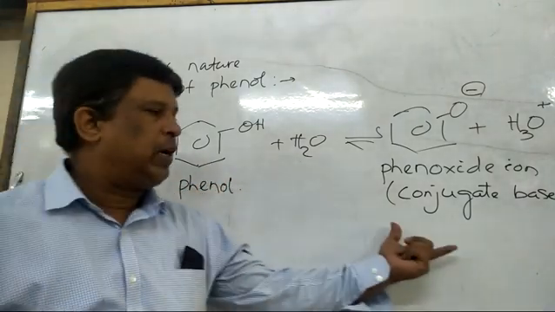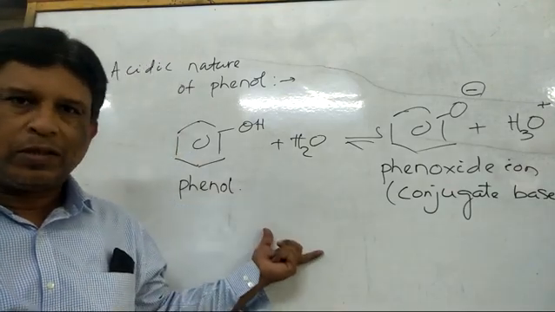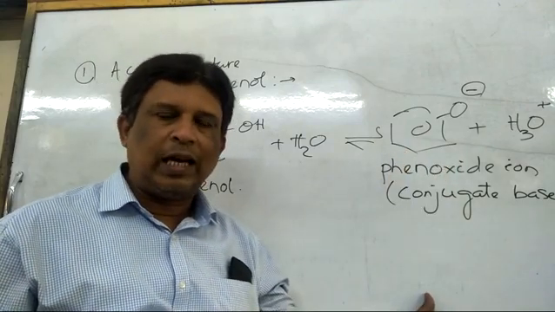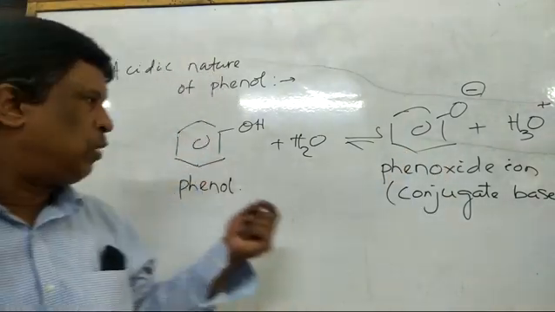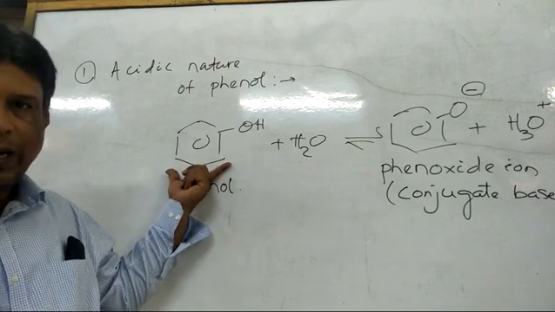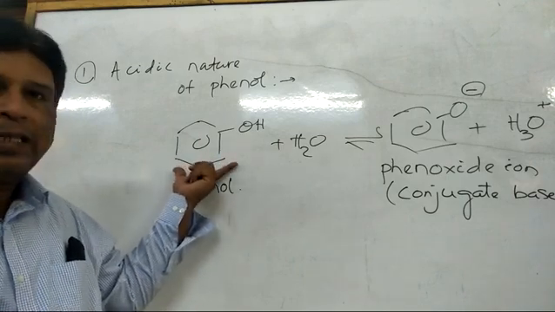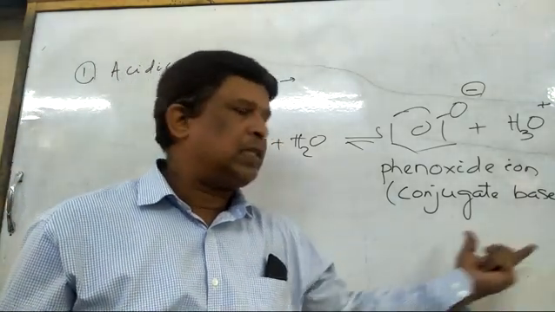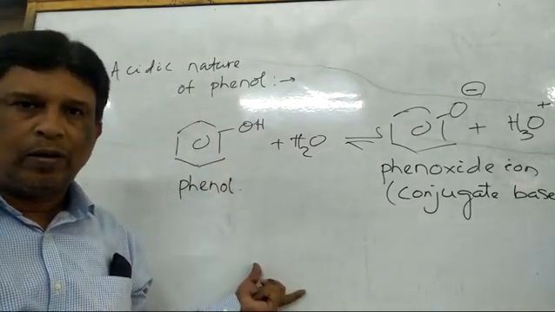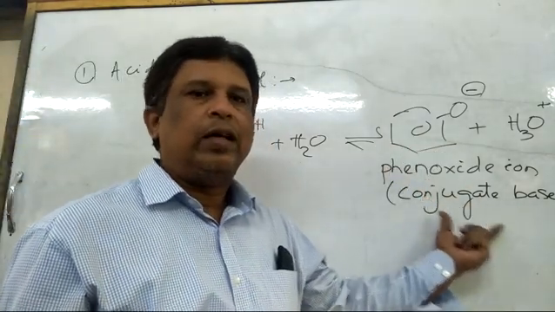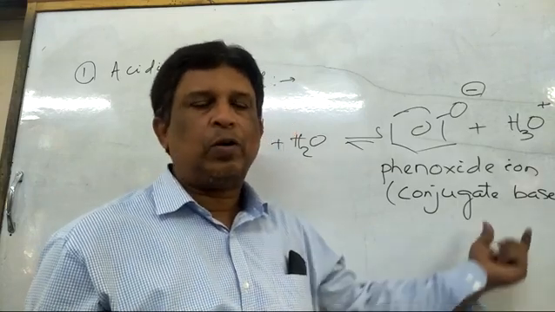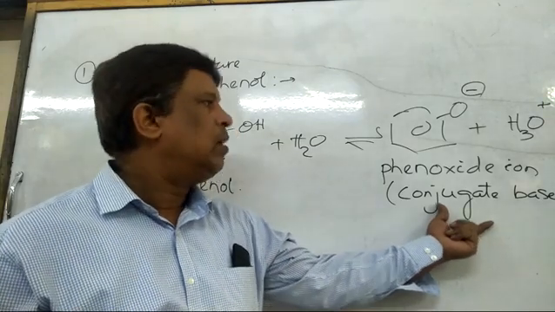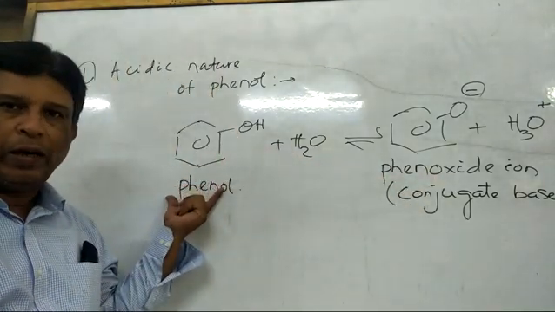How? While writing the resonating structures of phenol, 5 structures are there. While writing the resonating structures of phenoxide ion, 5 structures are there. But one most important thing: in phenol there is a charge separation, positive charge and negative charge. If a species involves charge separation, then it is less stable. But in case of phenoxide ion, there is no charge separation. So according to resonance, the conjugate base, phenoxide ion, is much more stable than phenol.